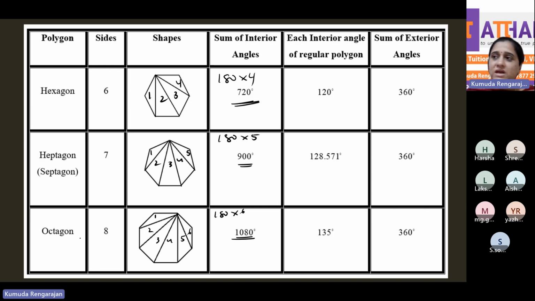So the sum of all the interior angles of an octagon, whether it is regular or irregular, will be the same. The sum for an octagon is 1080, whether it is regular or irregular.